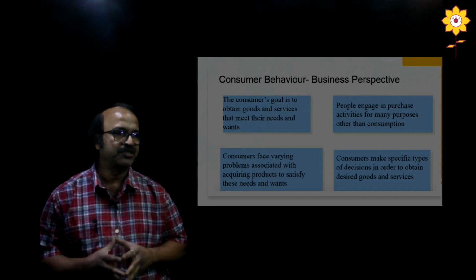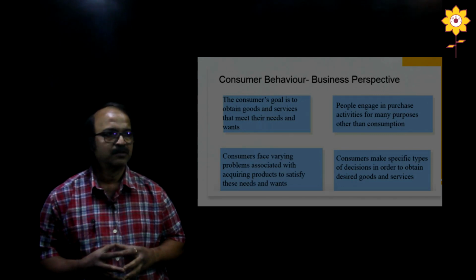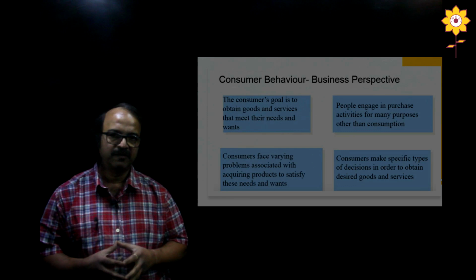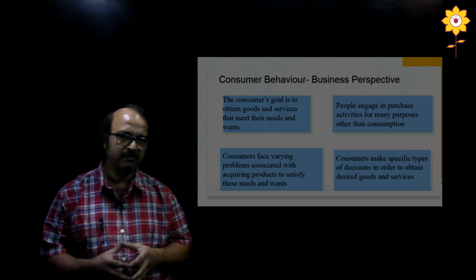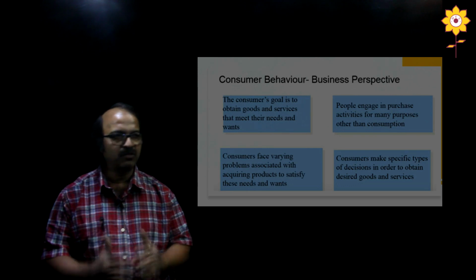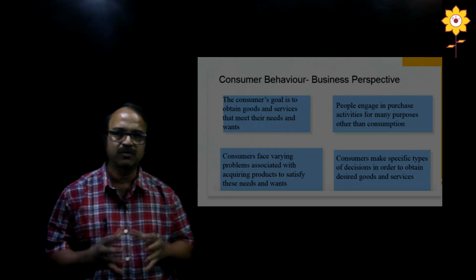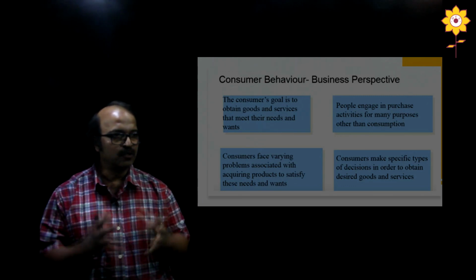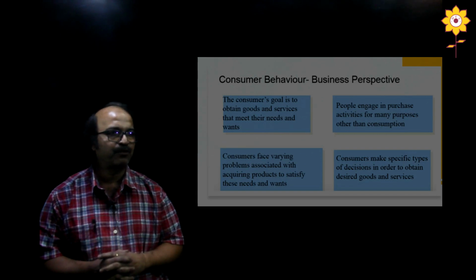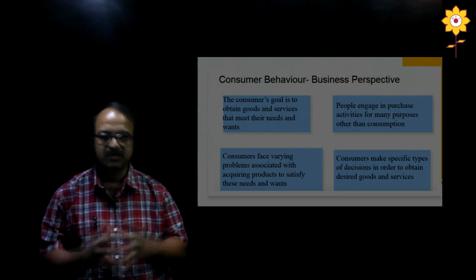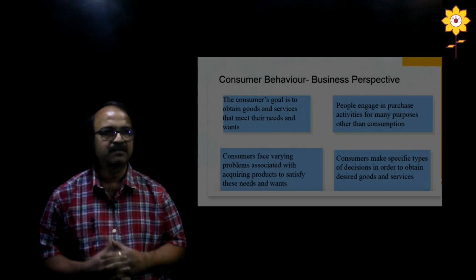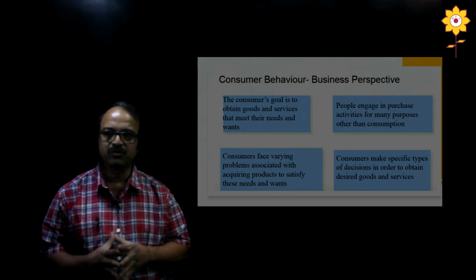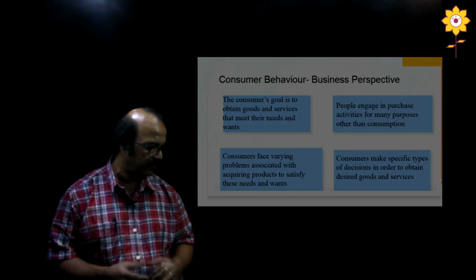Consumers make specific types of decisions in order to obtain desired goods and services. For example, if you're buying shoes, someone will buy shoes with heels, someone will buy without heels. So it's specific decisions to buy particular goods and services, depending on each person's personality. Consumers face varying problems associated with acquiring products to satisfy these needs and wants. This is obvious, because it also depends on the economics, which is the budget that he has. So he might be facing varying problems in acquiring those products.